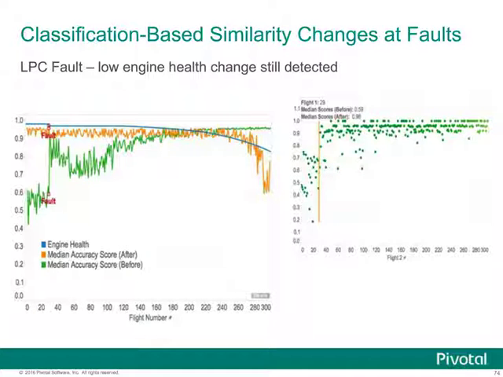Here we have another example of an LPC fault. Again, we're seeing on the left-hand side that there is a slight shift here in engine health. But what's significant is that although the engine health itself isn't showing a big change, the model accuracy is showing a big change. So again, we're seeing a big shift in similarity. So the engine looks very dissimilar from prior flights now as compared to pre-fault.